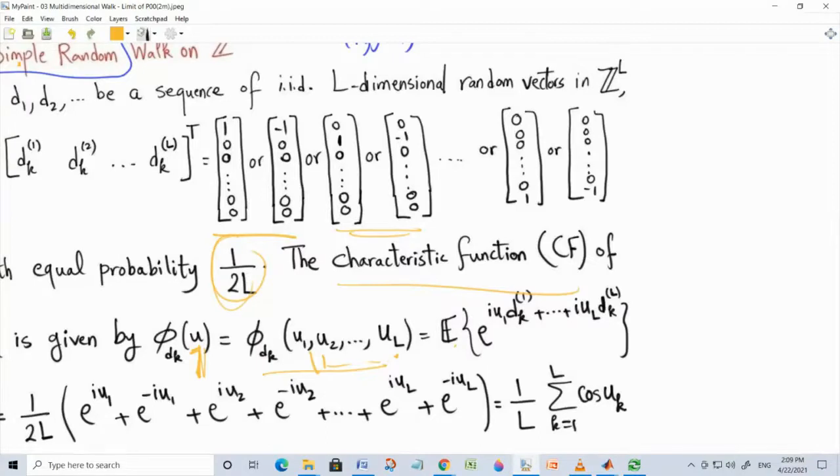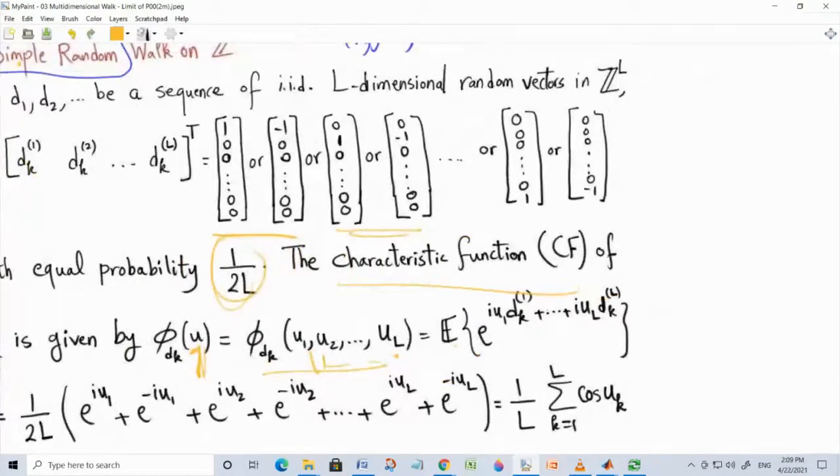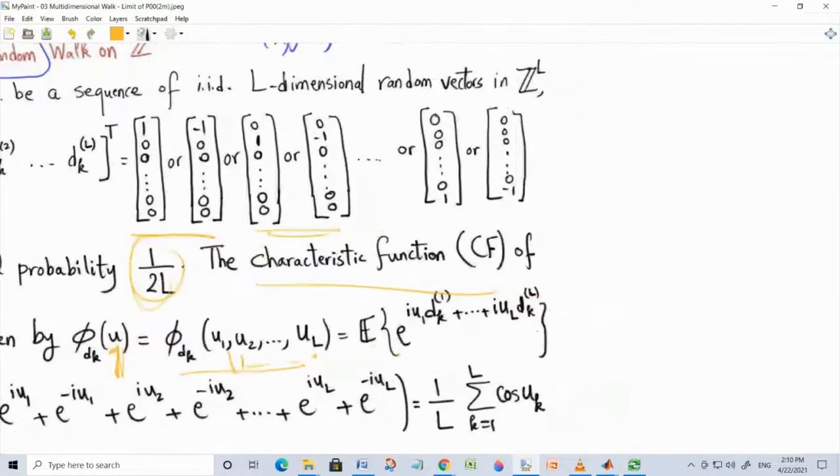Now, what is this expectation? Notice the law of the unconscious statistician. Basically, to compute the expectation, you replace the d's by all their possible values, and you multiply by the respective probability. So, what is this expectation?